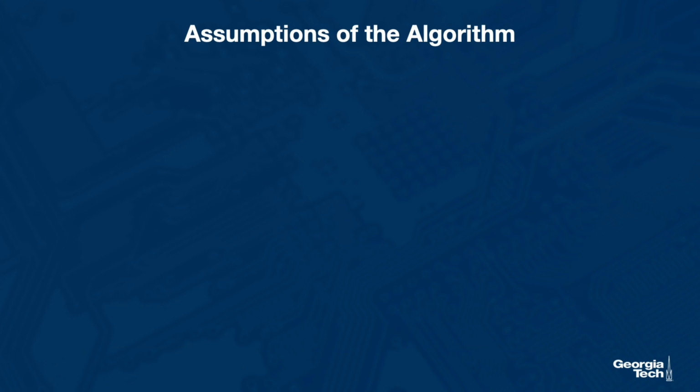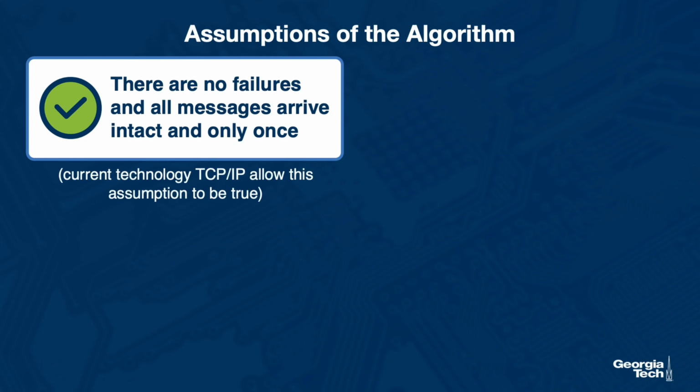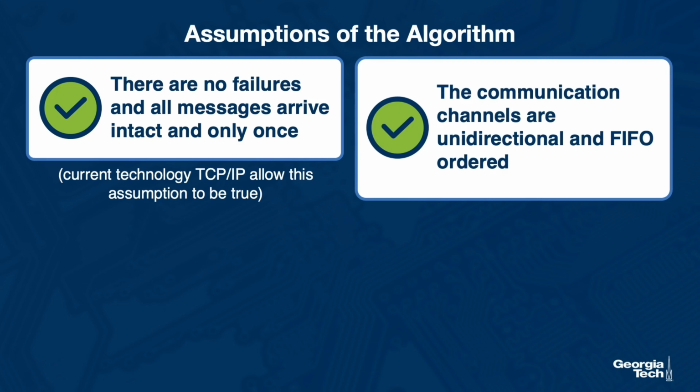You're probably already noticing that for this algorithm to work, there are several important assumptions. There are no failures and all messages arrive intact and only once. And we said that current technologies such as TCP/IP will allow this assumption to be true. The communication channels are unidirectional and FIFO-ordered, and this really just means that we need to separately consider each direction of the point-to-point message exchanges among the processes, and again, TCP can give us the FIFO property.